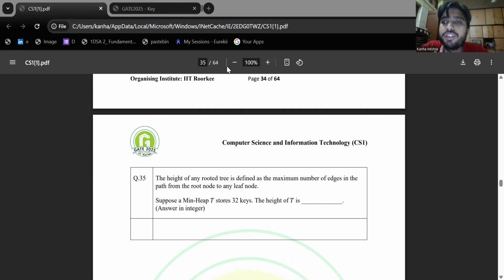So applying this to the question for n equal to 32, the answer will be log 32 base 2, which is 5. So height will be 5.